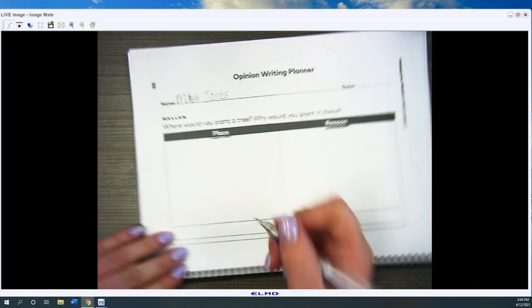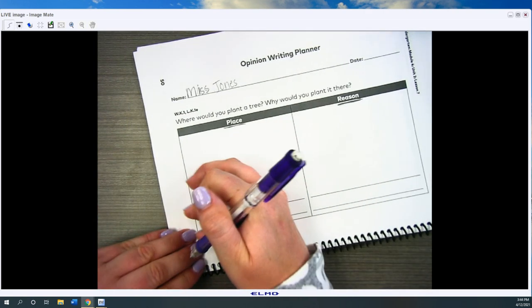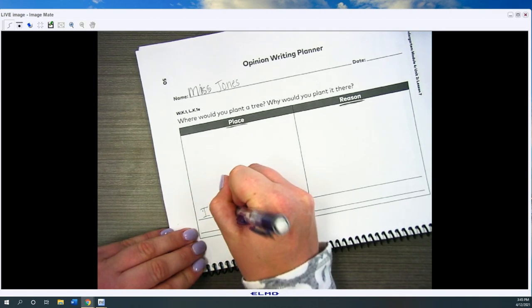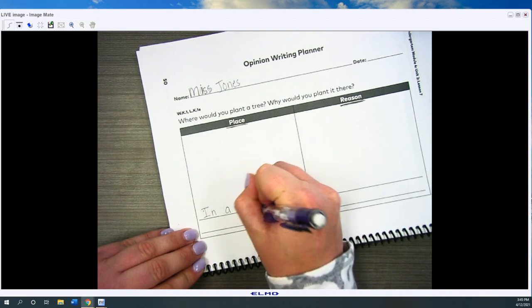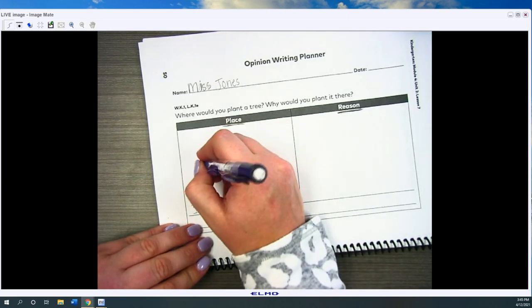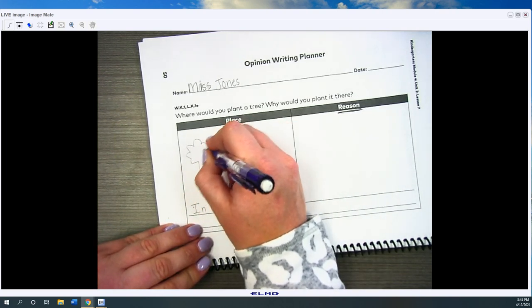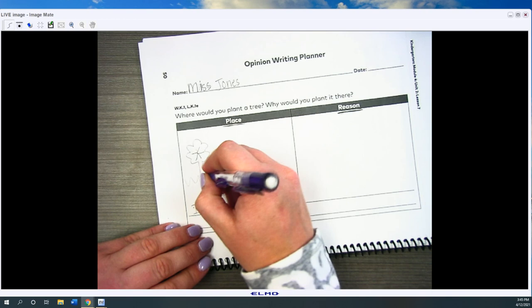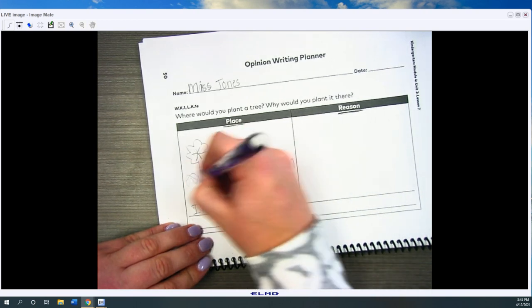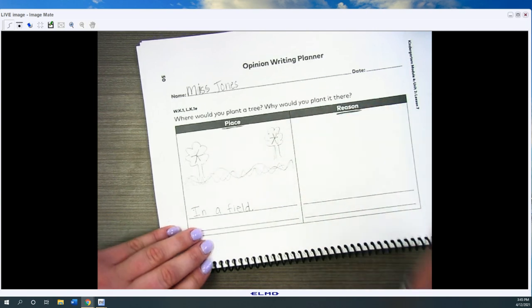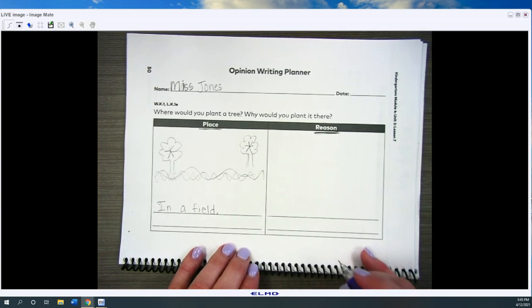So I'm going to write my place is in a field. Okay, and then I would draw a picture, and your guys' pictures will be much better than mine. You will be using colors and adding a lot more detail than I am, but I'm just going to do a quick sketch so that I can give you an example of what it should look like.